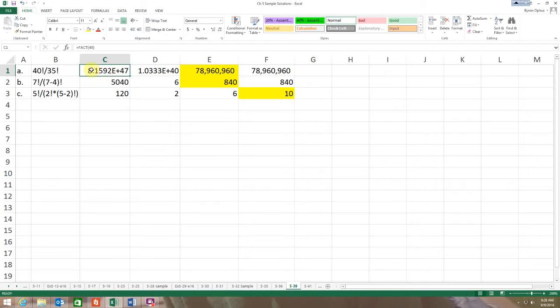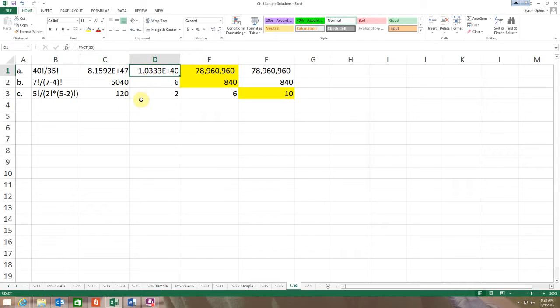Gives me a big number. You know what that means is it's 8, and then you'd have to go 47 decimal points that way. I have no idea what that number would even be. Quintillions, I have no idea. Way past trillions and billions and those things.